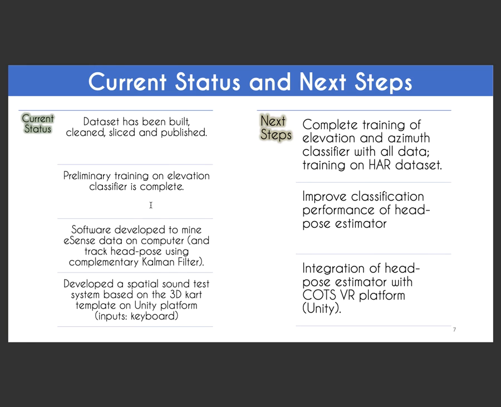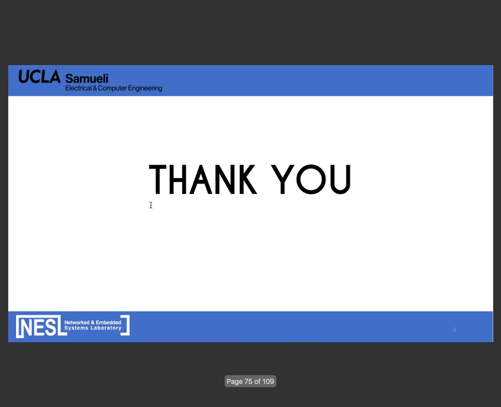The next step is to integrate all of this: the head pose regression model, the HRTF kernel, and the 3D sound testing platform that I just showed. We want to integrate all of this into one. We'd also like to improve the classification performance of our head pose classifier. And we also need to complete the training on the azimuth classifier, since we only did the elevation training. Okay, thank you. Questions? Anyone?